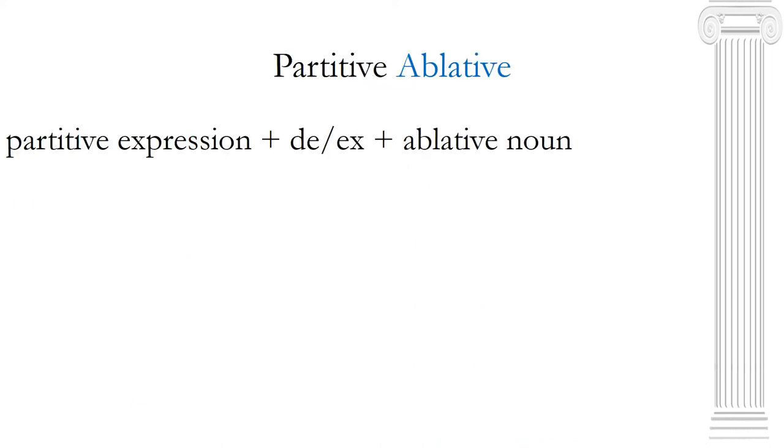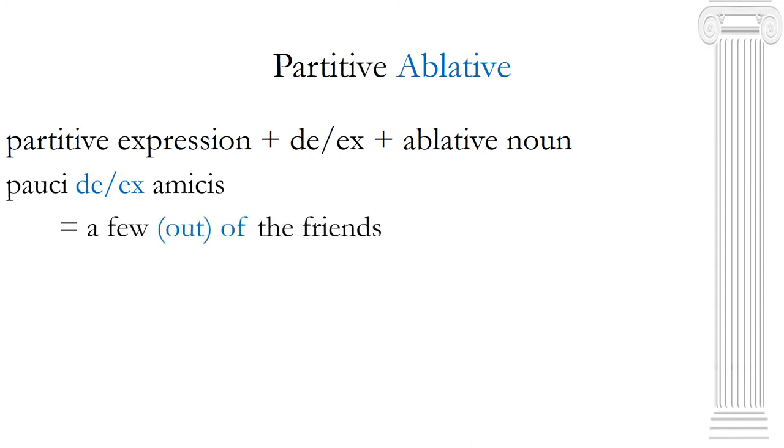We can also use the ablative with these partitive expressions, and the formula is partitive expression plus de or ex and an ablative noun. So you might see pauci de amicis or pauci ex amicis. Pauci means a few. What we're saying here is a few out of the friends or a few of the friends. Okay, so it's basically a way of saying the same thing. We're talking about part of the whole. Two out of five, three out of my friends, none of the water, all of my cousins.